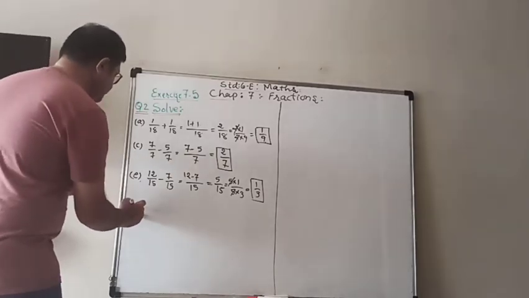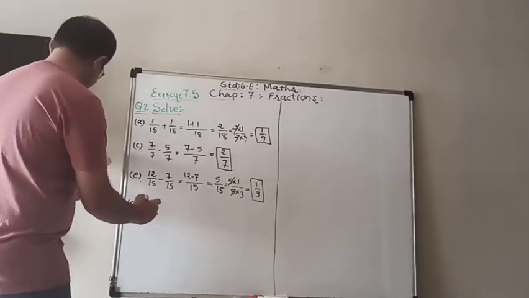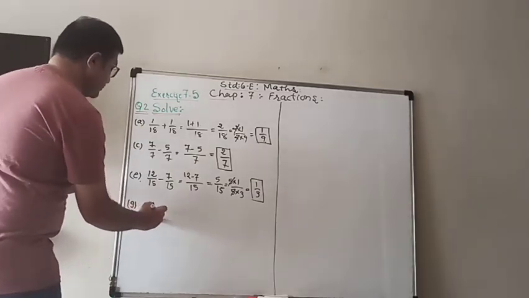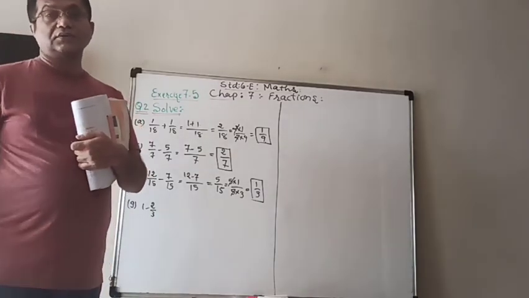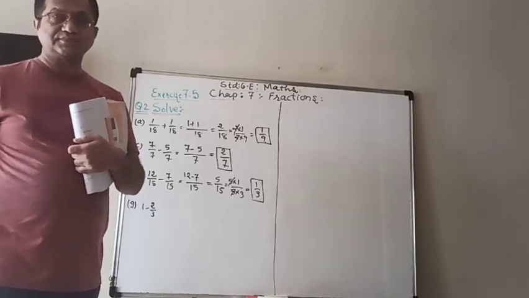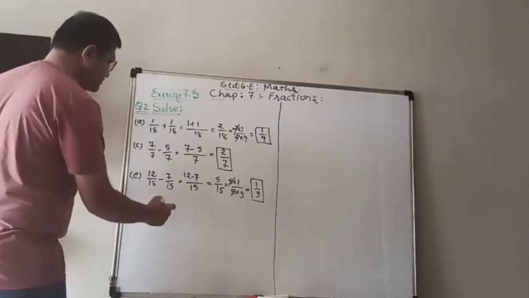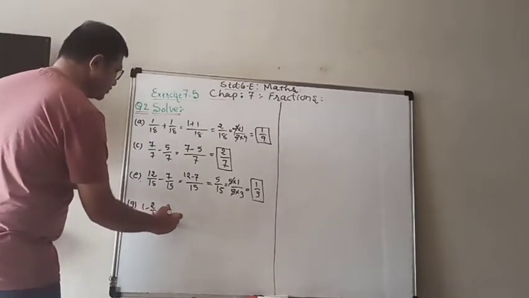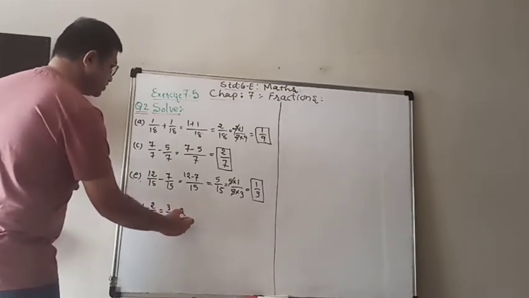Now G. In G that is 1 minus 2 upon 3. So now here there can be a problem because they are not like fractions. But we know that 1 can be converted as 3 upon 3, minus 2 upon 3, because 3 upon 3 will be 1.